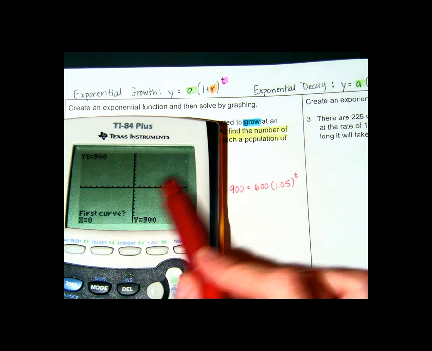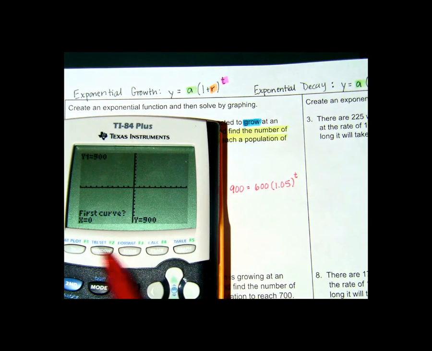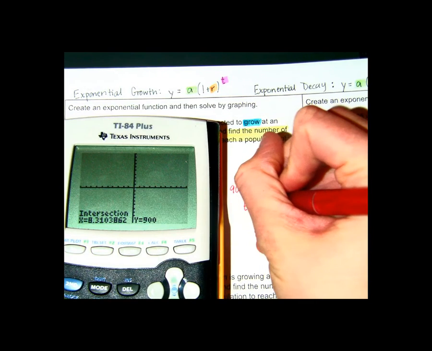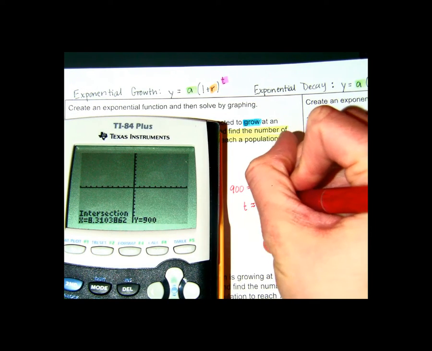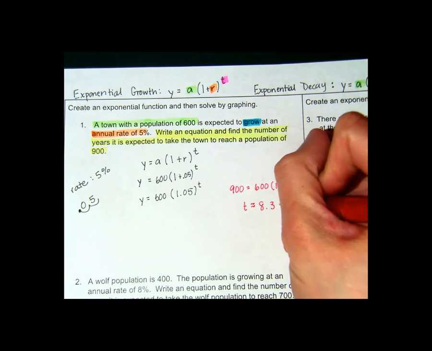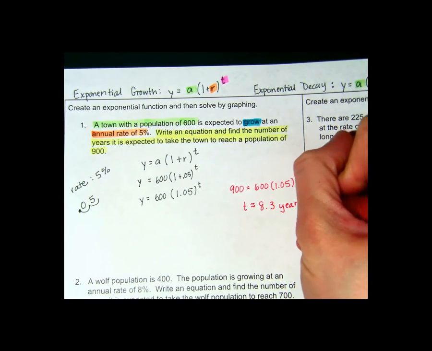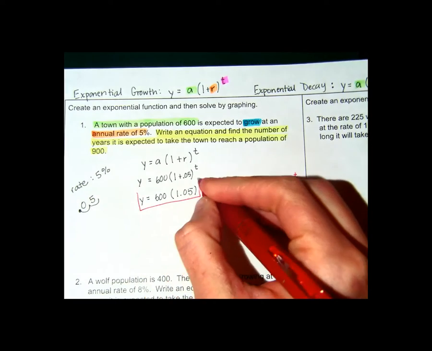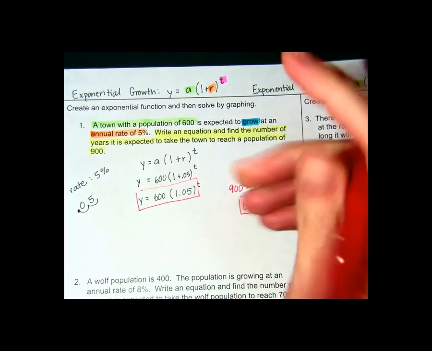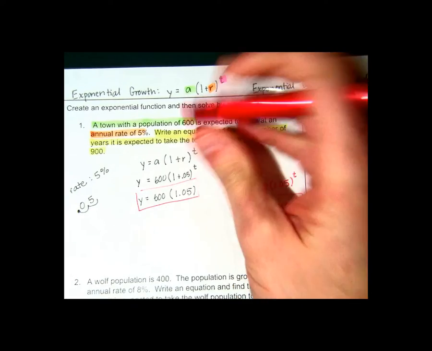See, it did not show anything because it's way above, but I do know it's here. 1, 2, 3. 8.3. So t, it's approximately 8.3, and it says years. Both of these are my answers. I need to erase that a little bit so it actually boxes it in all the way.